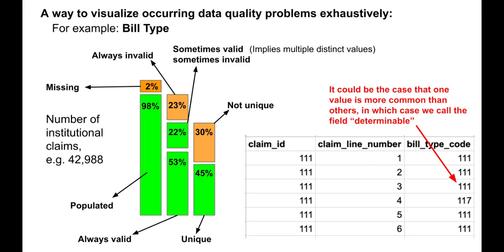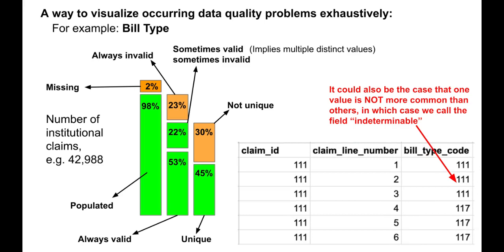And it could be the case that one value is more common than the others, in which case we call the field determinable. And what we do is we populate the single unique value of bill type for the claim with the most commonly occurring bill type code for this claim. It could also be the case that one value of bill type is not more common than any other value, in which case we call the field indeterminable. Like in this example, there's two different values for bill type on different claim lines, and they're both equally frequently occurring. So we can't populate bill type code for this claim, and we would not assign a bill type to this claim to do analytics.